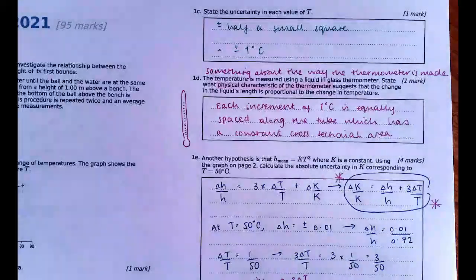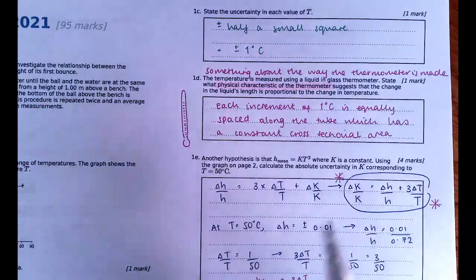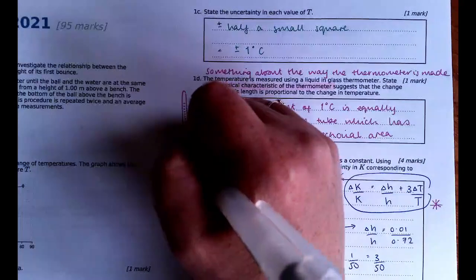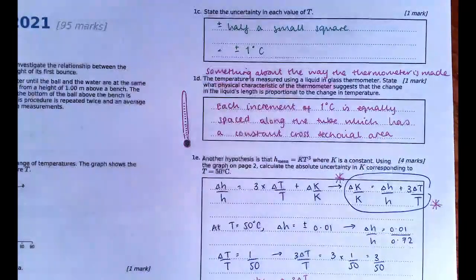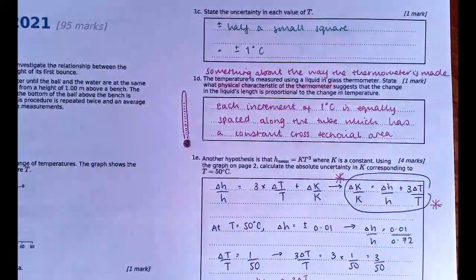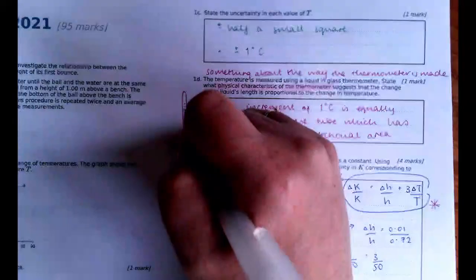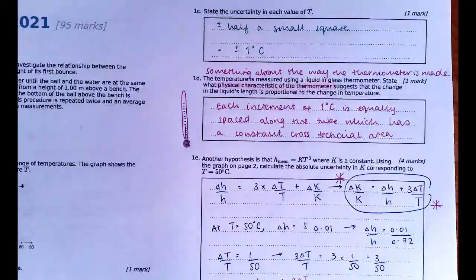Then the next question was a little bit tricky to interpret, I think. The temperature is measured using a liquid and glass thermometer. State what physical characteristic of the thermometer suggests that the change in the liquid's length is proportional to the change in temperature. Okay, so let's get our head around this. In a thermometer, we have some liquid in the bulb at the bottom. And as the temperature increases, the thread of liquid starts to move up the tube, the capillary tube.